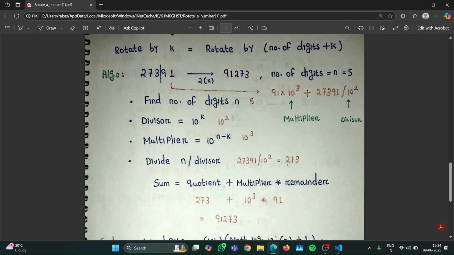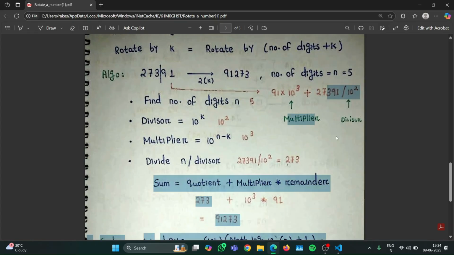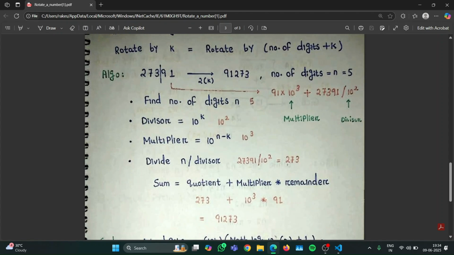So what is our remainder? Our remainder is nothing but 91. So we now know how to get both parts of the number: the number that is to be sent back and the number that is to be sent in front. We get that by dividing the number by the divisor. The quotient is the number that is to be sent back, and the remainder is the number that is to be sent in front. So to send a number in front, we have to multiply something.